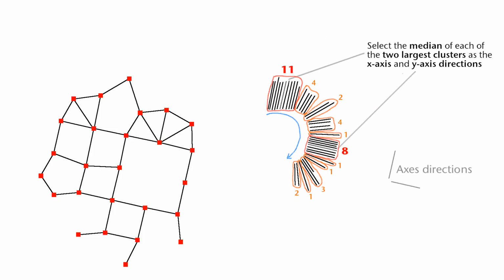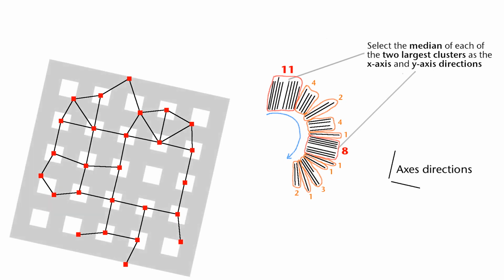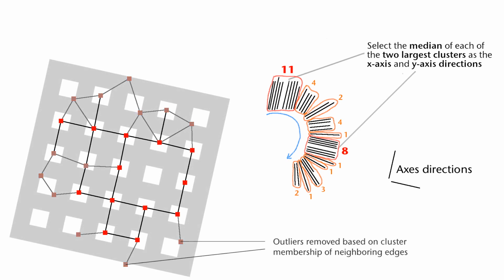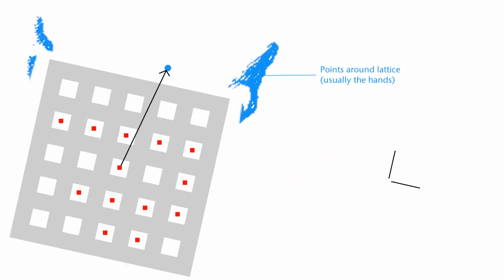Note that at this point, we don't know yet which one is the x and which one is the y-axis, and their signs. Additionally, we remove outliers based on cluster membership of neighboring edges. By considering the hands holding the lattice, we align the axis directions such that the x-axis always points to the hands.